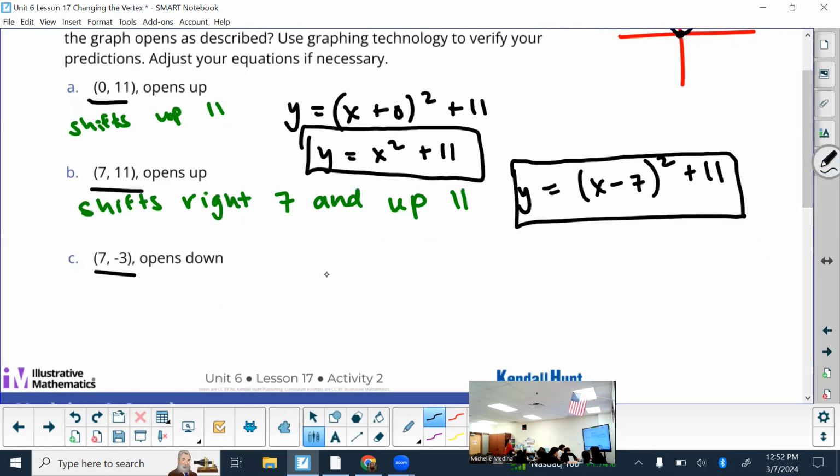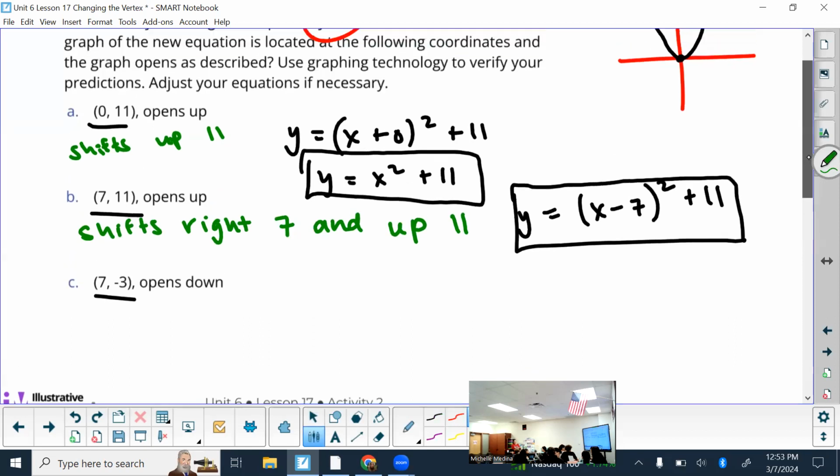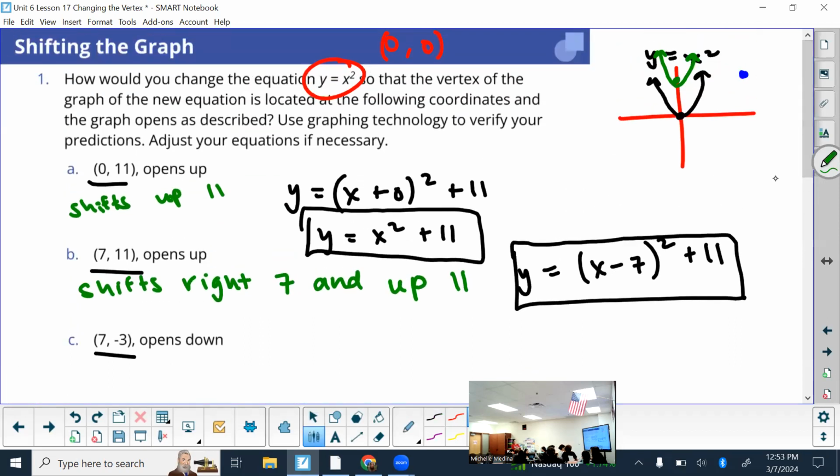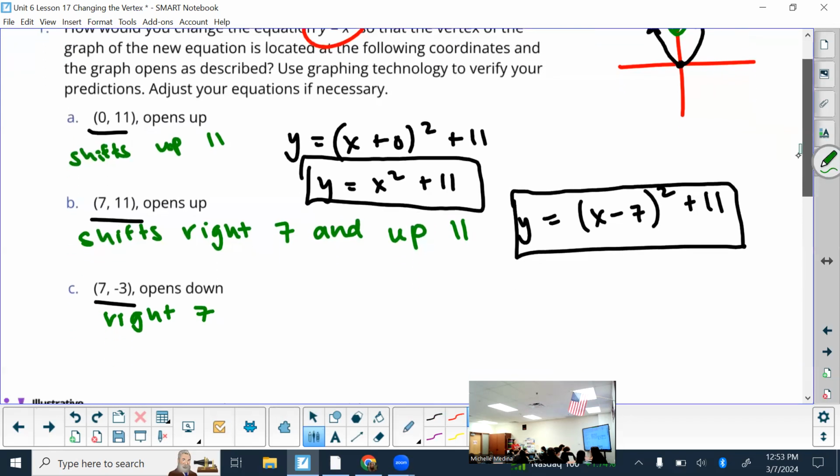Table 2, how does the graph change when the vertex is now 7, -3, from our parent graph? Right. Okay, right 7, and then you're going left 3. No, what? Down 3. Okay, and down 3.